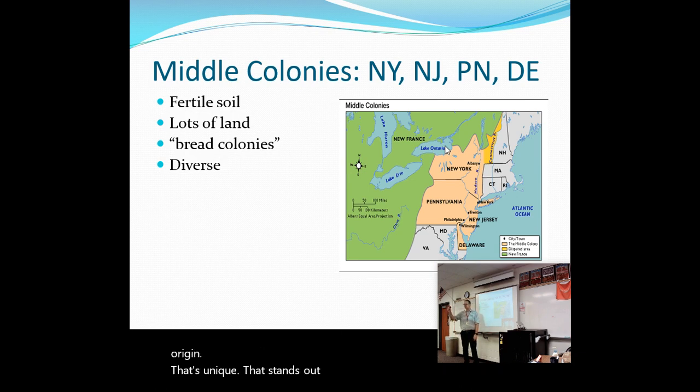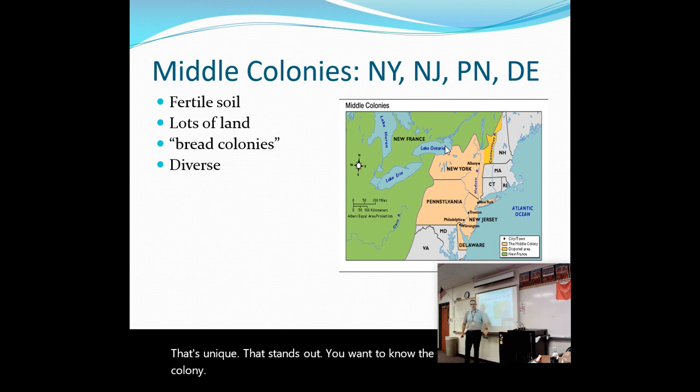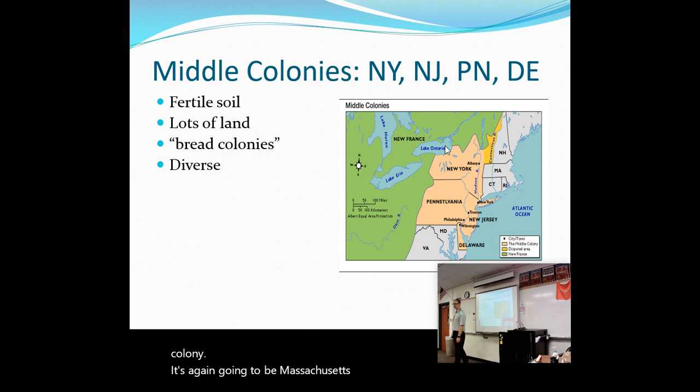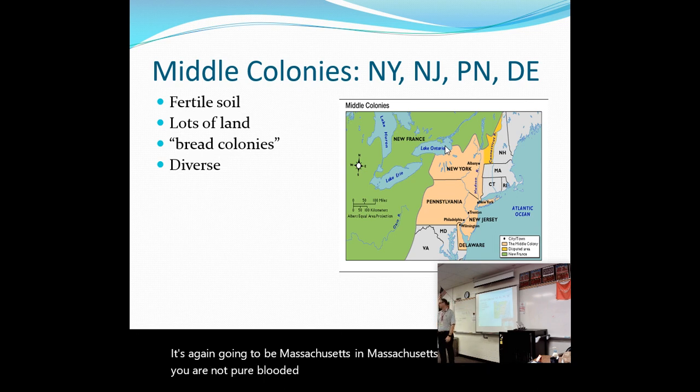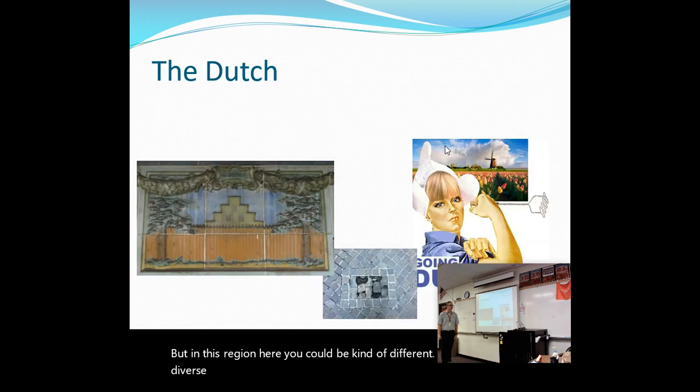You want to know the least diverse colony? It's again going to be Massachusetts. In Massachusetts, by the way, if you are not pure-blooded, super Puritan, you're kicked out or killed. But in this region, hey, you could be kind of different. This is the most diverse region in colonial America.